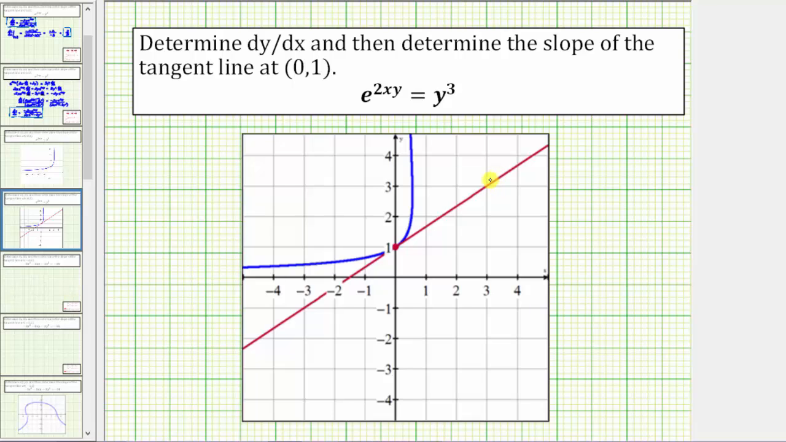So looking at the red tangent line at the point (0, 1), if we select 2 points on the tangent line, let's say this point and this point, notice how if we go up 2 units and right 3 units, this does verify the slope of the tangent line is 2/3 and that our work is correct.